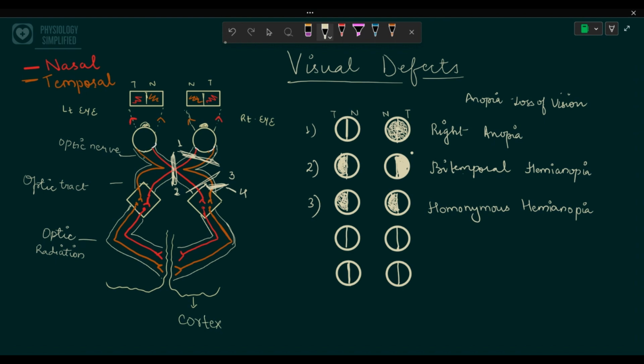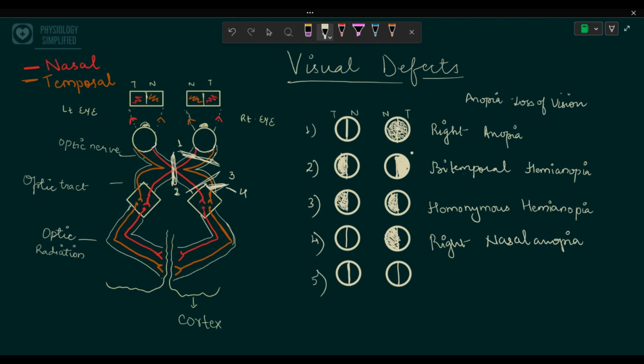Moving to the fourth scenario, which is the damage to the temporal fiber of the right eye. So only the temporal fiber of the right eye is damaged, causing the loss of vision from the nasal half of the visual field of the right eye. So let's just fill the circle. So the nasal half is gone. This defect is known as right nasal anopia.